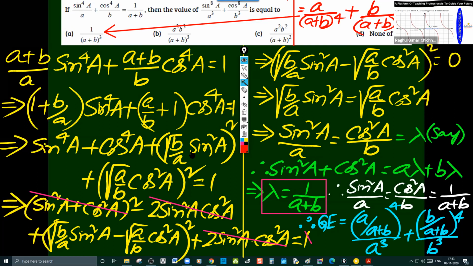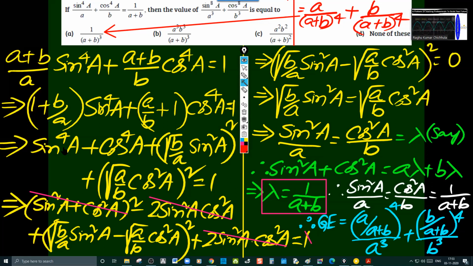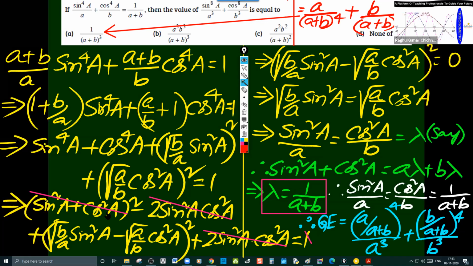I want to see them as perfect squares. That is the reason why I wrote it as (root B by A sin²θ) whole square plus (root A by B cos²θ) whole square is equal to 1 already there. Now it is in the form of a square plus b square, that is (sin²θ) whole square plus (cos²θ) whole square. I write it as (sin²θ plus cos²θ) whole square minus 2 sin²θ cos²θ.